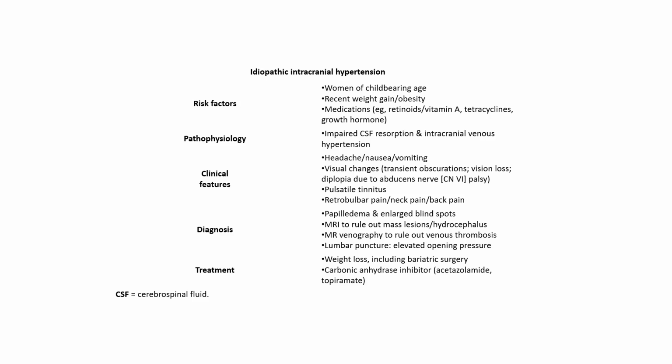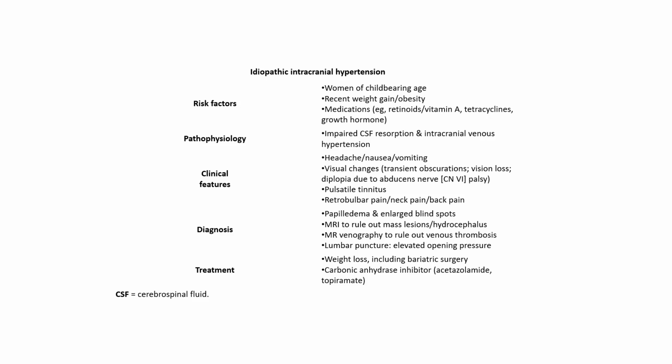What's its clinical feature? There may be headache, nausea, vomiting. There may be visual change. Visual change leads to vision loss also. There may be diplopia. Why is there diplopia? Due to sixth cranial nerve palsy. There may be pulsatile tinnitus. There may be retrobulbar pain, neck pain, back pain.